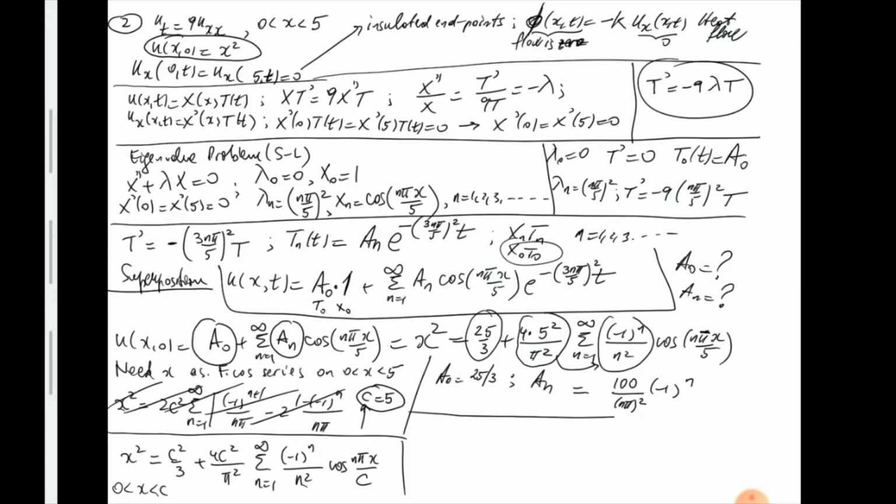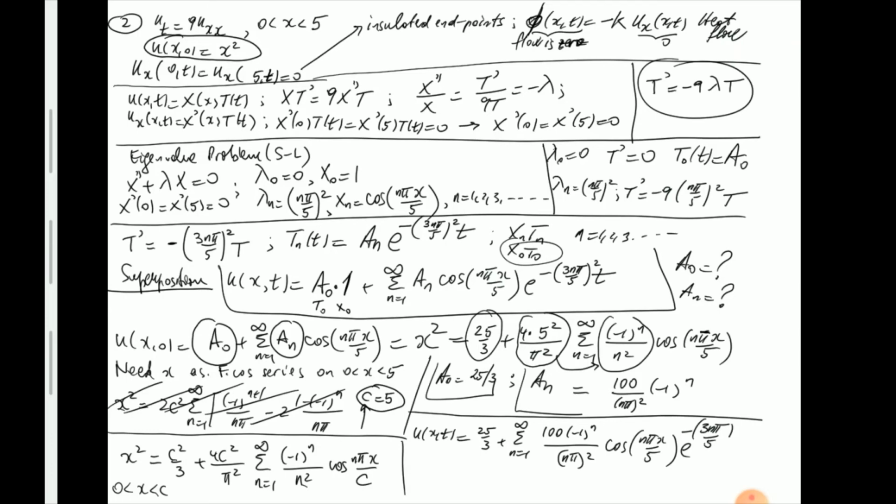So let's actually bring them all the way back into the full solution. The full solution of the problem, u of x,t equals a naught, which is 25 over 3. You don't have to do that, like I said. Once you determine a n and a naught, you're done. But just to put them back into the full solution, plus the summation from 1 to infinity of a n, which is over here, cosine of n pi x over 5 e to the minus 3 n pi over 5 squared little t. And that's the solution to this problem.